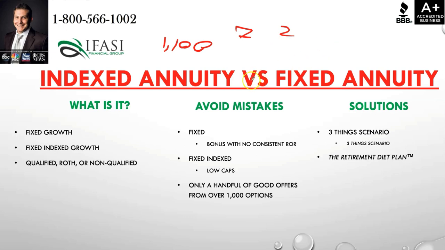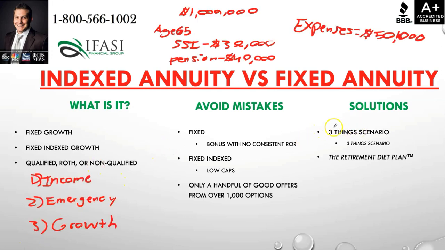It really just comes down to what you're trying to accomplish by leveraging this type of account or these types of accounts. So now I'm going to go over an example of how you could really leverage an indexed annuity or fixed index annuity in your portfolio, making sure that you're doing it correctly. This is where I come up with the concept of the 3 things scenario. There are 3 things that every individual needs to figure out before they're retired, or if they're currently retired, how to stay retired forever. The first thing comes down to income, the second thing comes down to emergency, and the third thing comes down to growth.